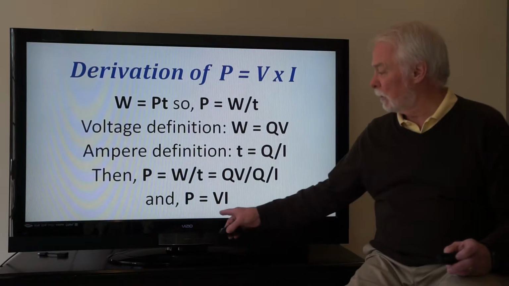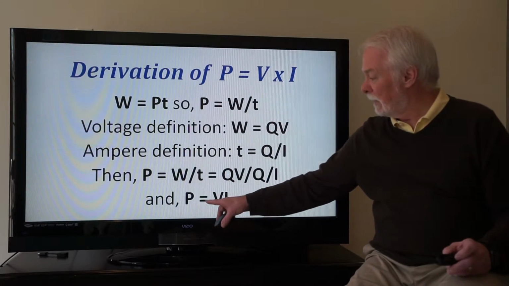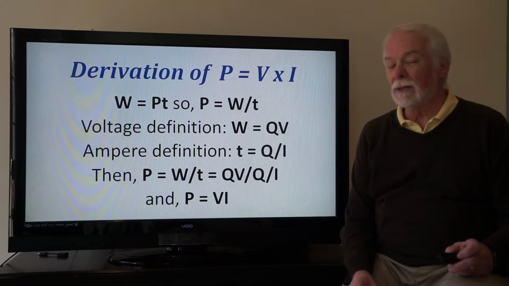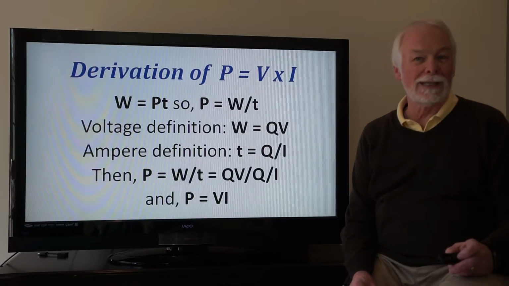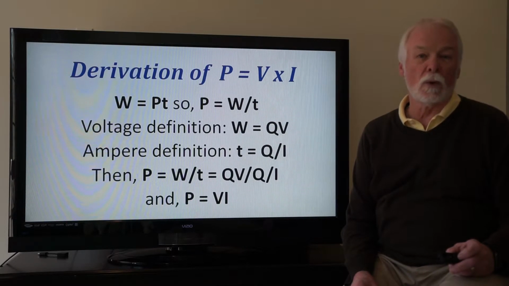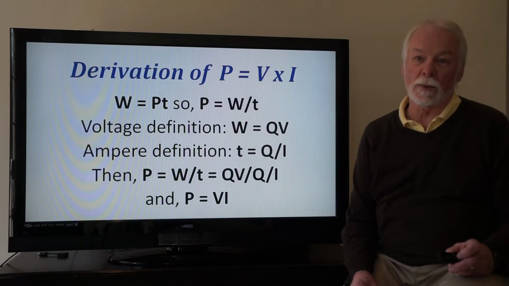And let me mention at this point too, you can see now P is equal to V times I, so P is directly proportional to both quantities. Increasing either or both would increase the power, just as raising the height of the waterfall or increasing the waterfall's flow would increase its power.